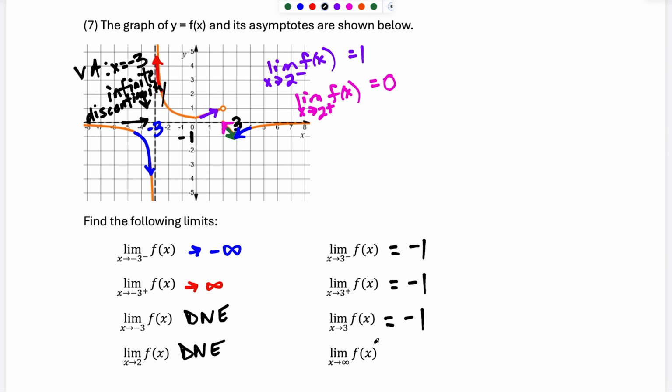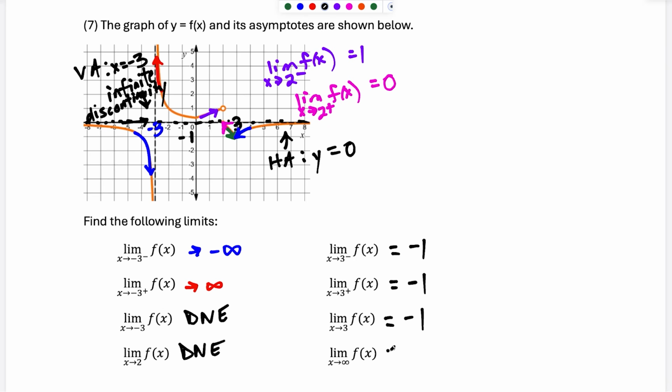And now finally, we're going to look for the limit as x approaches infinity of our function. But notice that we have a horizontal asymptote. So the graph, we were told, has asymptotes, and you see the dotted line here on the x-axis. This tells us that we have a horizontal asymptote at y equals 0.